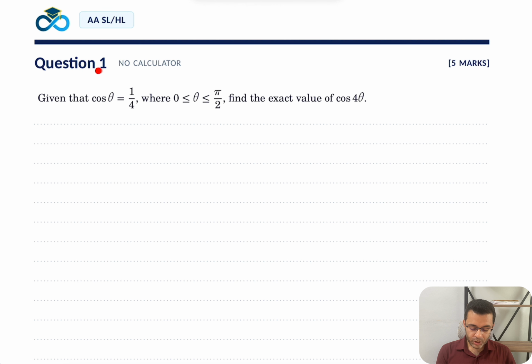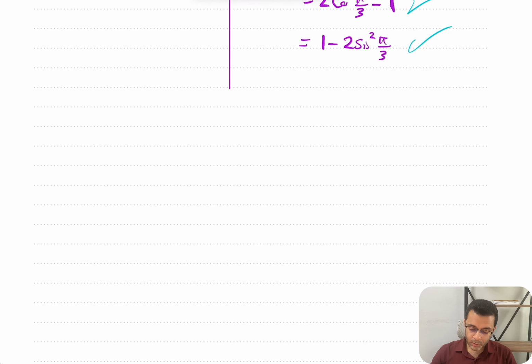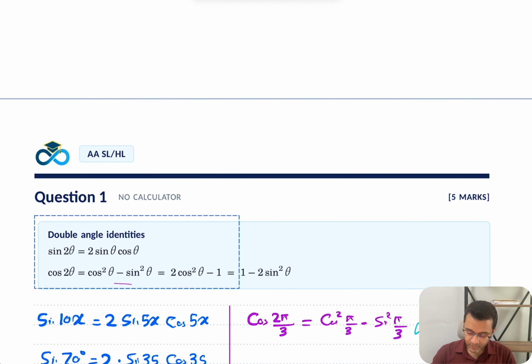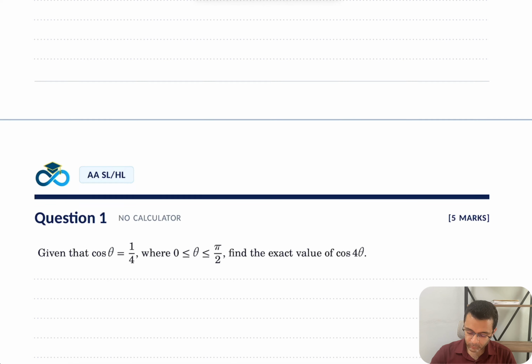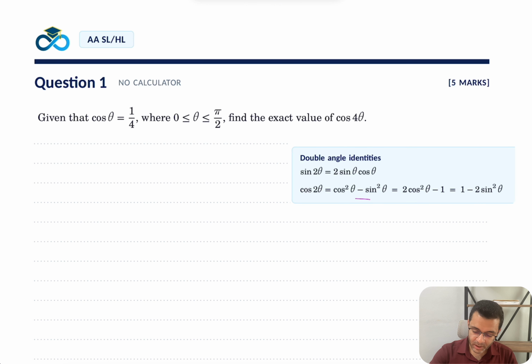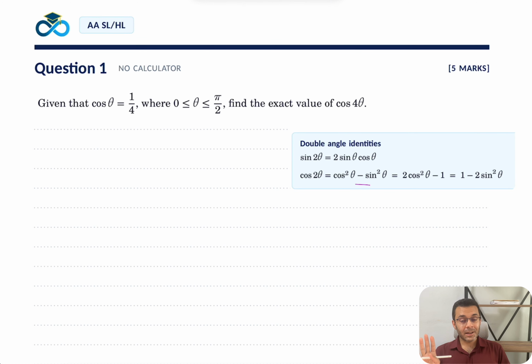So here, as you see, we have question 1, no calculator, paper 1. You're given that cosine theta is 1 out of 4, but you need to find cosine 4 theta. First, keep in mind, you cannot find the angle theta itself here, and you don't need to, because it's no calculator, and it's not a main angle from the unit circle that you can apply. That's why we'll use the double angle identities correctly now, but we have a trick here. Here we have a problem that we know cosine theta, but they need cosine 4 theta, not 2 theta. So that's why we'll apply the double angle identities twice.